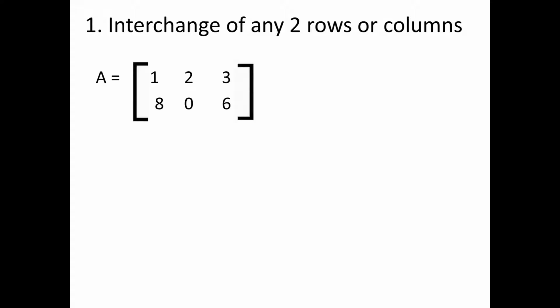Suppose there is a matrix with elements 1, 2, 3 in the first row and 8, 0, 6 in the second row. Now the first transformation says interchange of any two rows or any two columns. It can be done in this manner: suppose we transform first row to third row. The arrow here is the sign of interchange. Basically, it means you are interchanging row 1 with row 3. But you can see that in the given matrix, row 3 is not given. So this transformation is not correct, right?